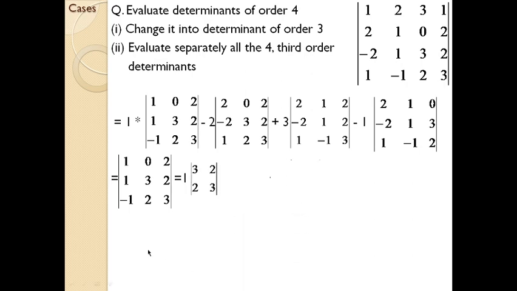So first one, again 1, you have to select the 1, and the corresponding row and column will be neglected. So the remaining is 3, 2 and 2, 3. So the first one is over. Minus, you have to put the sign, 0. 0 is the second element in the first row of that particular determinant. 1 and 2 will be neglected as well as 3 and 2 will be neglected.